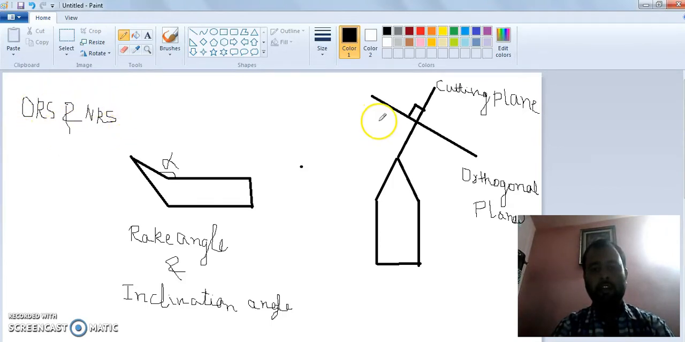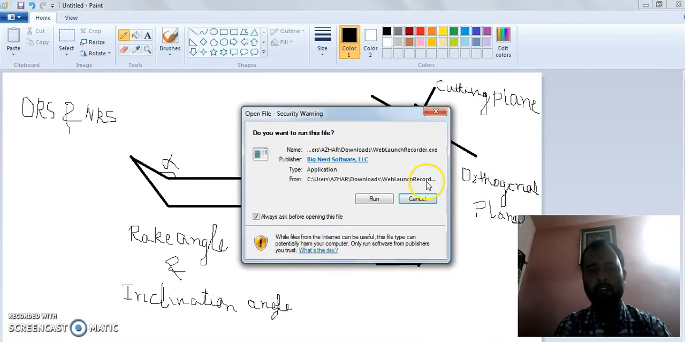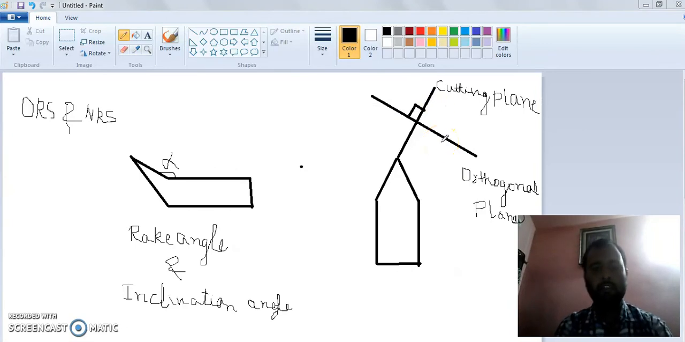First of all, this figure will explain the basic features of the orthogonal rake system. In this system we have to take three axes. The first axis is parallel to the cutting plane, and the axis itself is called the cutting plane. The second axis is perpendicular to this cutting plane axis, and that is called the orthogonal plane. The third axis will be the longitudinal axis, which is perpendicular to these two axes. This diagram explains the basics of the orthogonal rake system.